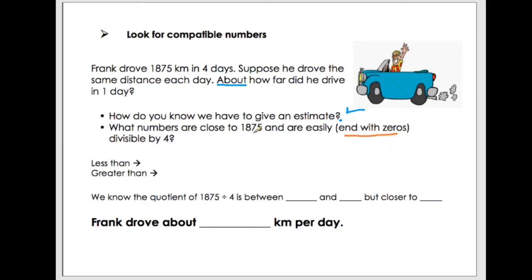So this number here, it will be 1800 for me. And we need to see if this number here is easily divisible by 4. So here, how can I see that? How can I check? Guys, you will use the multiplication table.